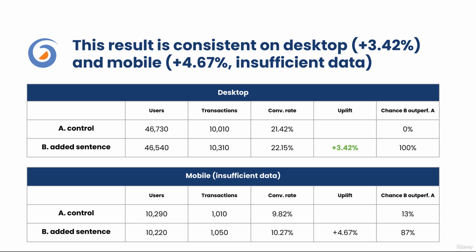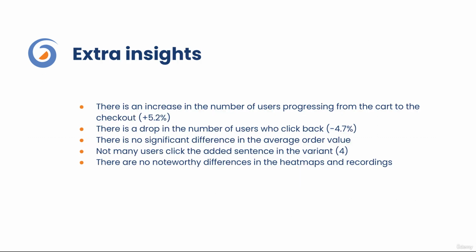After showing the results for each KPI, you can show some extra relevant insights. These can be based on additional segments, additional KPIs like the average order value, your funnel analysis, path exploration, interesting events, including the ones you added in the experiment, and heat maps and recordings.